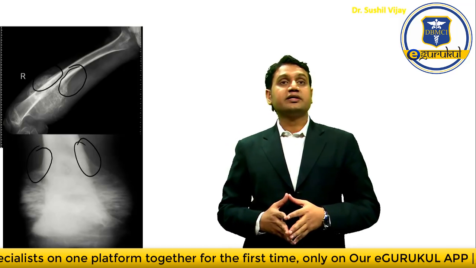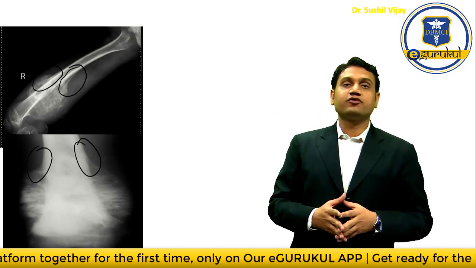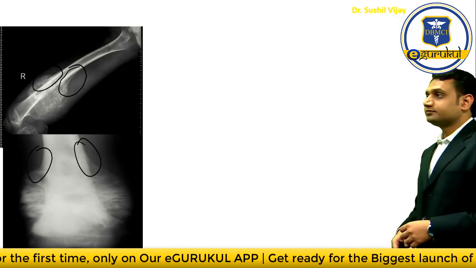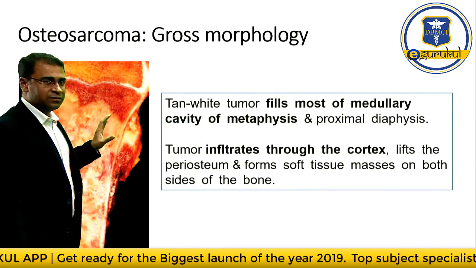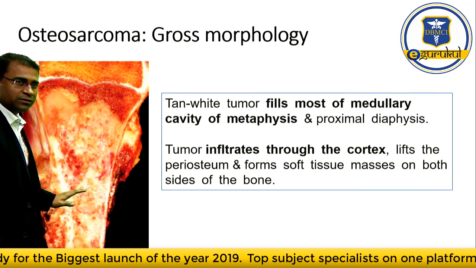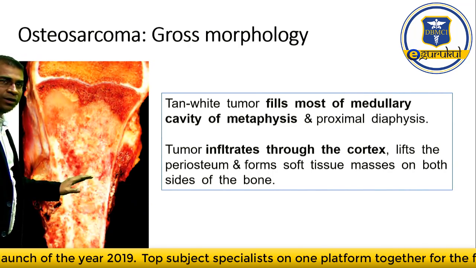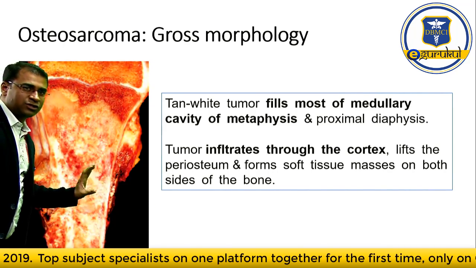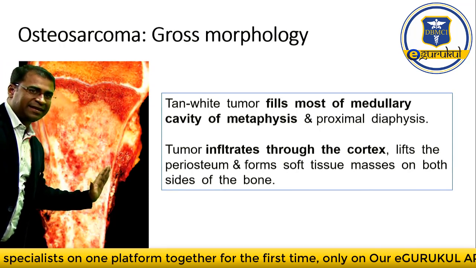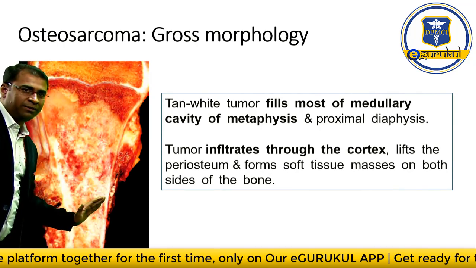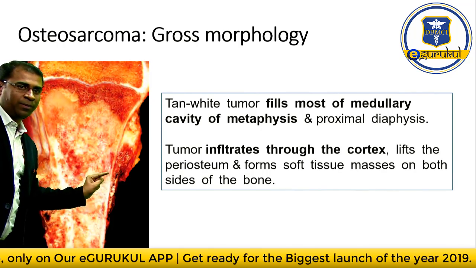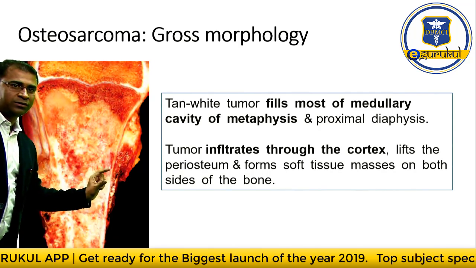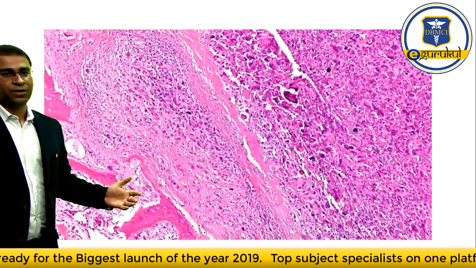Let's see how histopathology differentiates it from a benign lesion. It's a malignant tumor. What you see here is the tumor. As you see, this tumor can erode into the cortex and even lift the periosteum above. So I believe this area will be the Codman's triangle. This is the bone part, and this part is coming out. This triangle is called Codman's triangle.